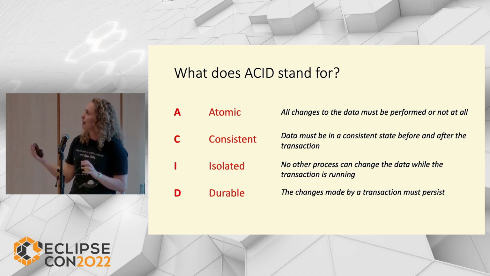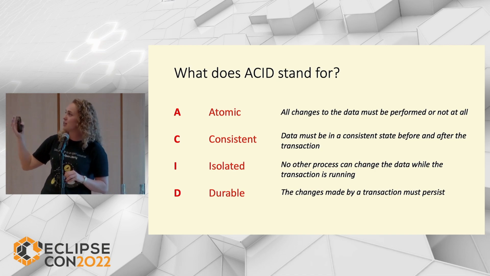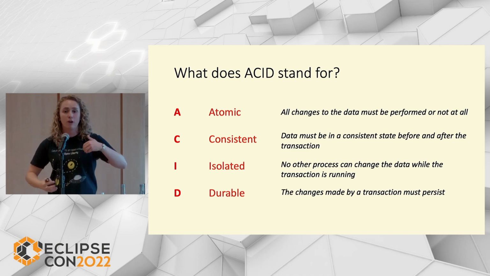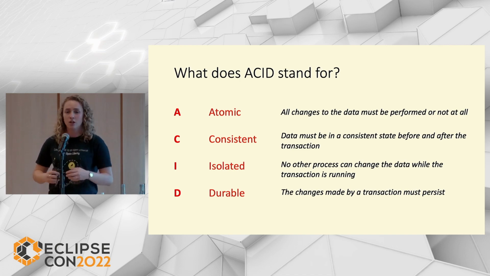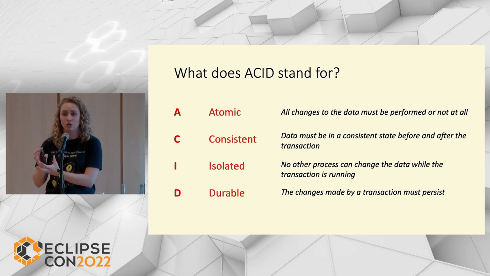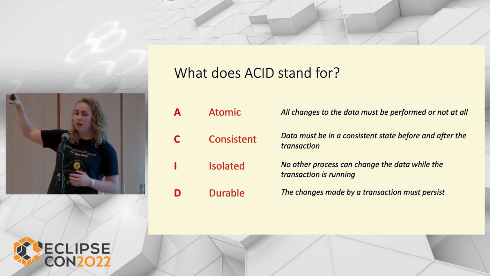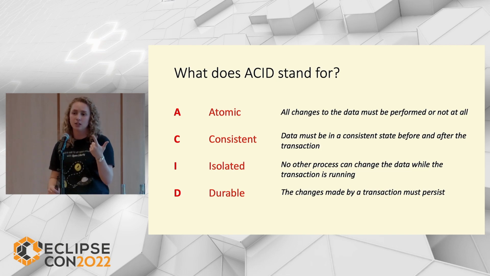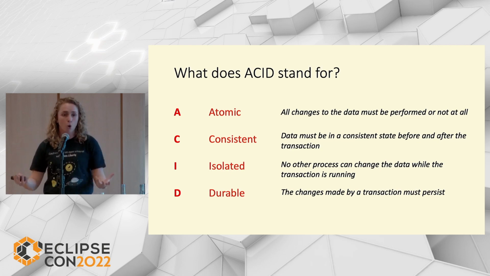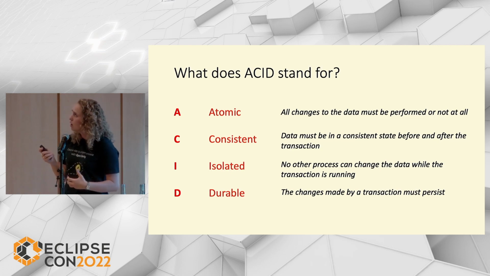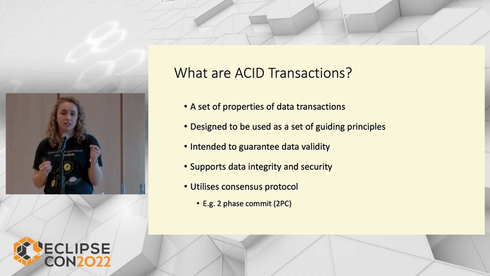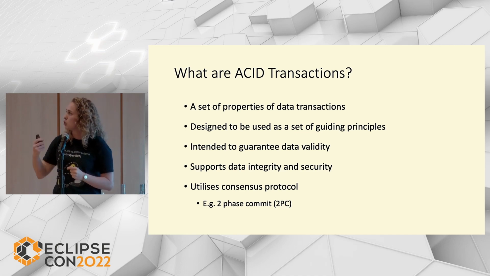For those of you who aren't familiar, ACID stands for Atomic, Consistent, Isolated, and Durable. It is basically a guiding set of principles for how to build transactions that really focuses on data integrity, making sure that the data is consistent. So that's why it has this really strong emphasis on strong consistency and isolating those resources when they are involved in a transaction. So as I said, it's a guiding set of principles. It is intended to guarantee data validity, integrity and security.